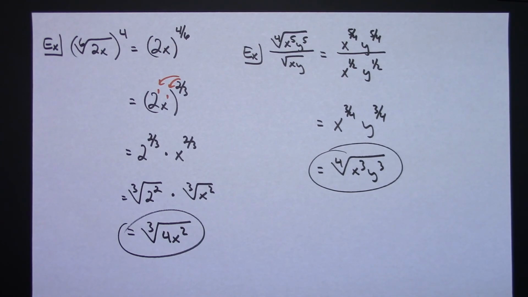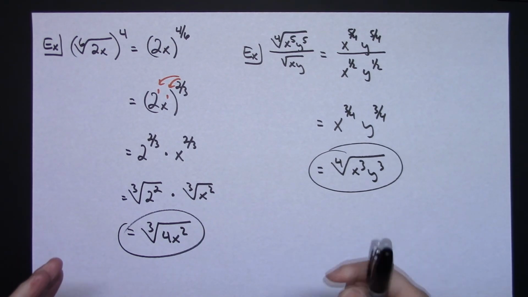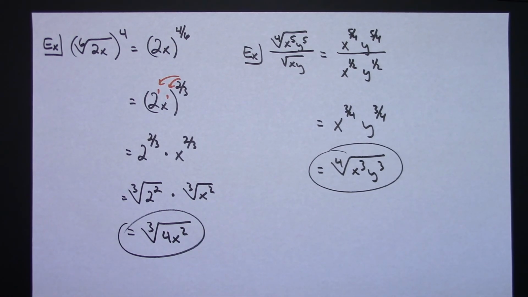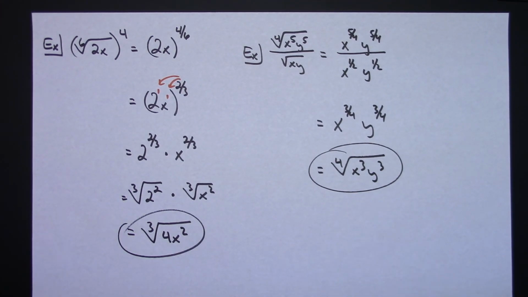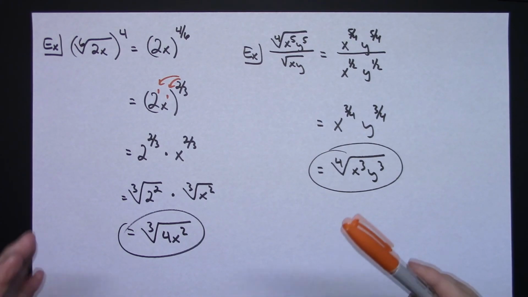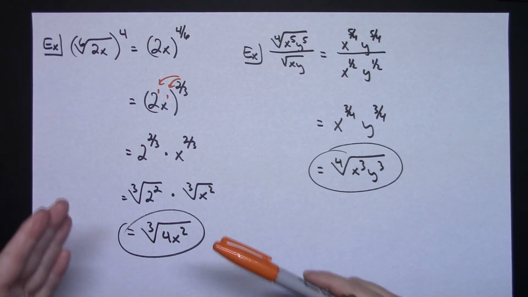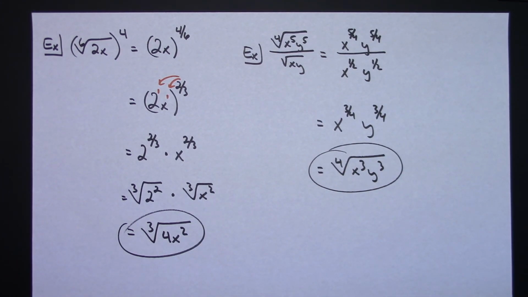Alright, so just several examples here in this second video trying to implement all of the different rules that you're shown in section 5-2 for the Math 105 students. Alright, and in general, just how you can use rational exponents to simplify higher order radicals.